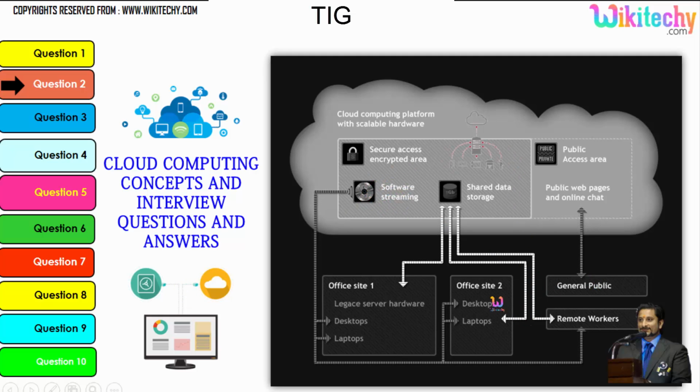So the companies can use it, it's a private kind of cloud, and also the public can use it to access our web pages or websites. This is how your cloud computing is working.